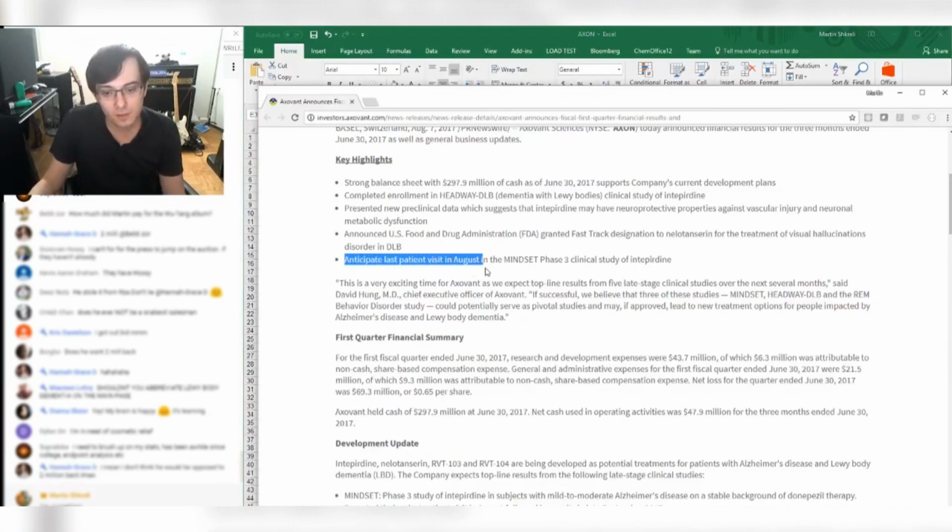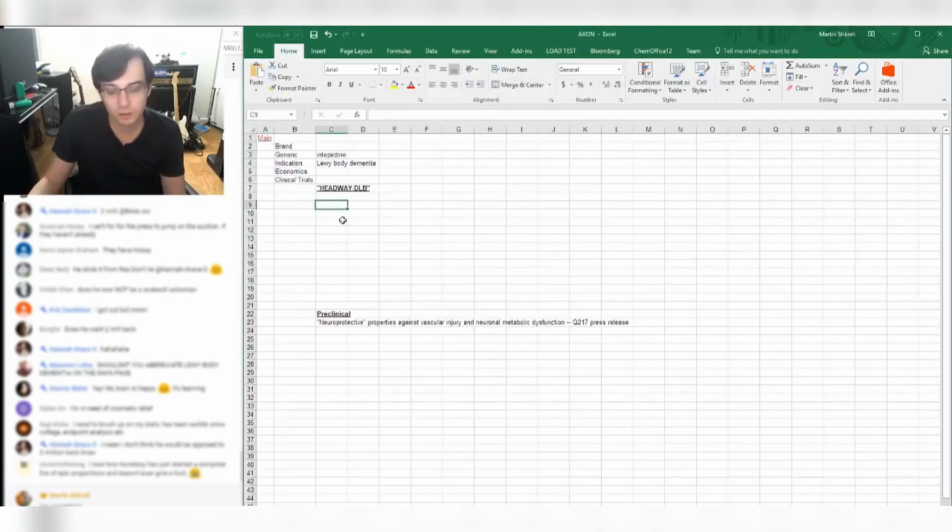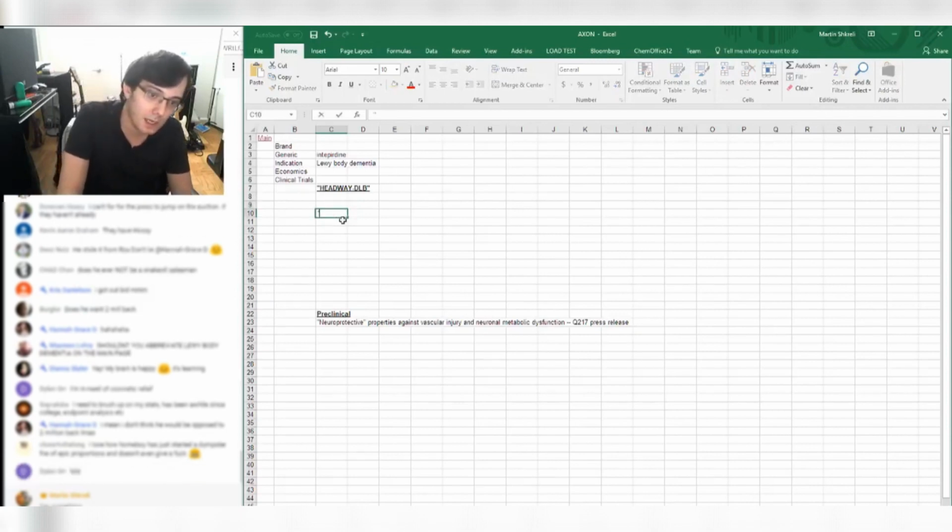Anticipate last patient visit in August in the Mindset Phase 3 clinical study of interberdine. So I think that's the study we're going to be focusing on, but I'm not sure. Let's see. Mindset.